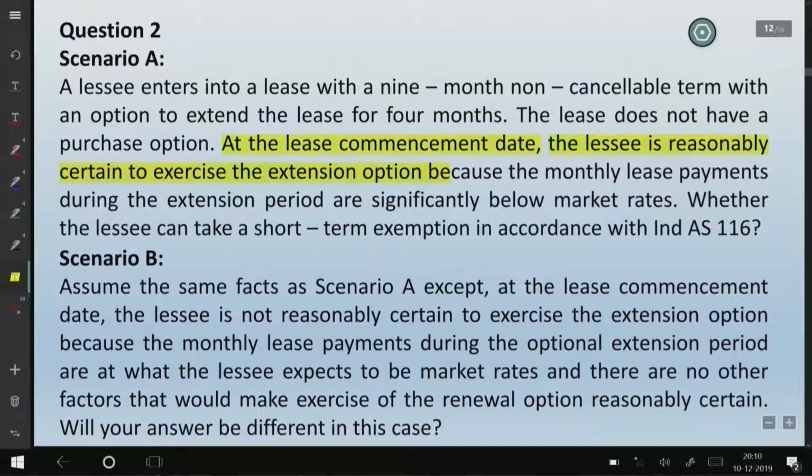Now let us do one thing. Let us focus on scenario B. Scenario B says assume the same facts as scenario A.